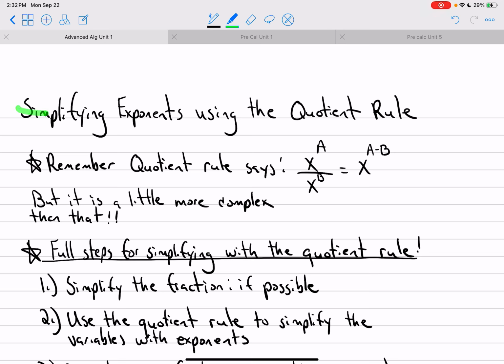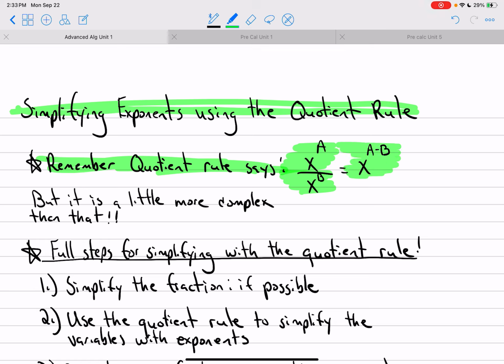Let's talk about simplifying exponents using the quotient rule. We talked about the other three rules, we did those in class today, but now we're going to look at the quotient rule more closely. Remember, the quotient rule says that if you have x to the a power over x to the b power, you simplify that to x to the a minus b. So basically you subtract the exponents. But it is a little more complex than that. So let's talk about it.